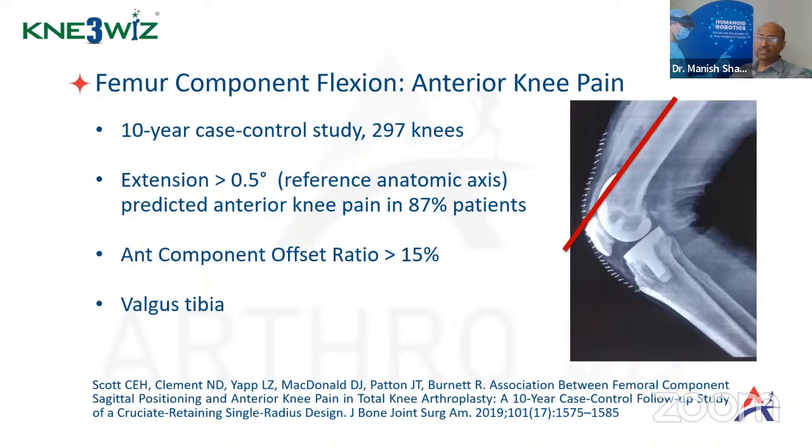Ten-year case control study, 297 patients. Extension of more than 5 degrees, 0.5 degrees to the reference anatomic axis, which is the distal anterior cortical line, predicted anterior knee pain in 87% patients. This was also accompanied whenever there was a valgus tibia.